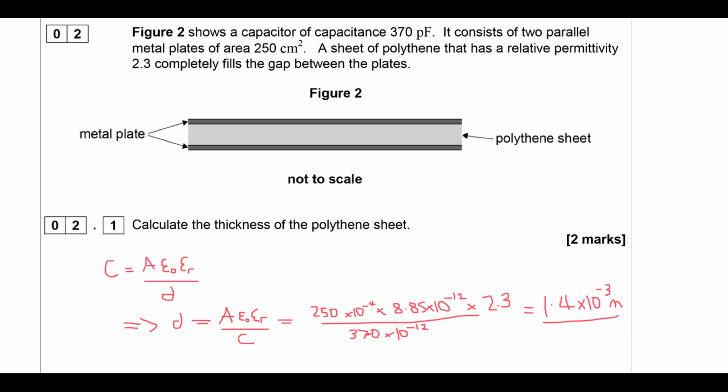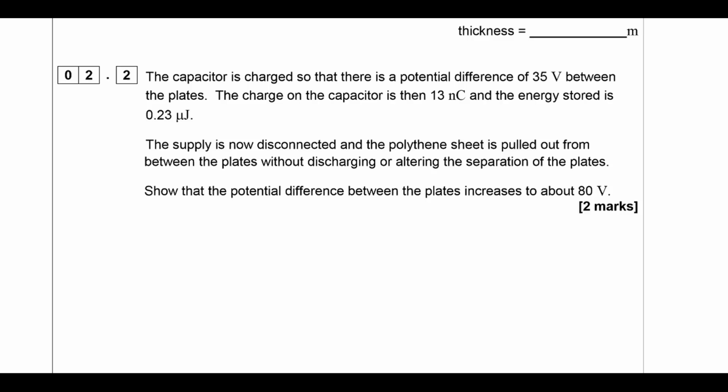The capacitor is charged, so there's now a potential difference of 35 volts between the plates. The charge on the capacitor is then 13 nanocoulombs, and the energy stored is 0.23 microjoules. The supply is now disconnected, and the polyethylene sheet is pulled out from between the plates without discharging or altering the separation of the plates. Show that the potential difference between the plates increases to about 80 volts.